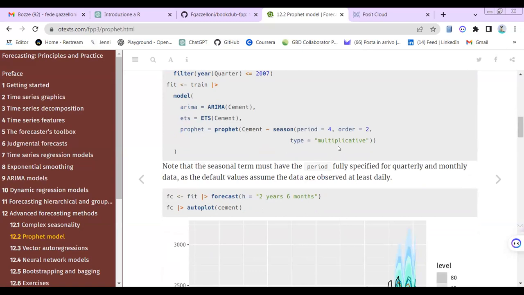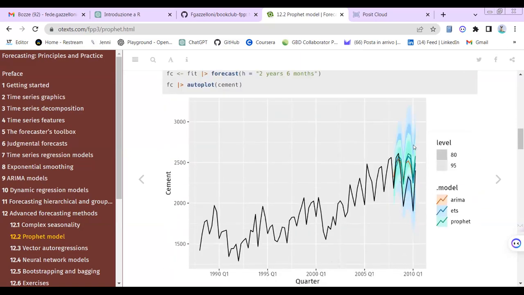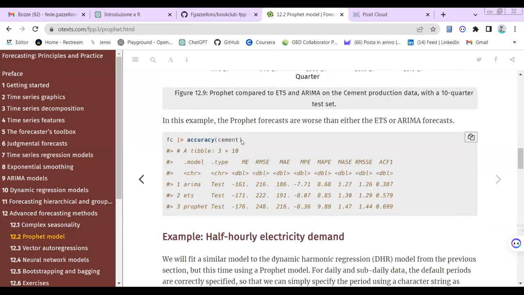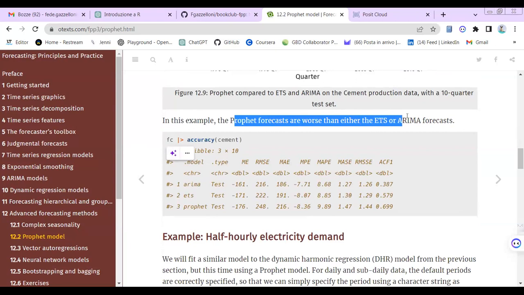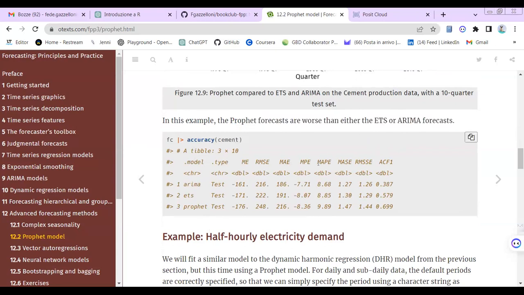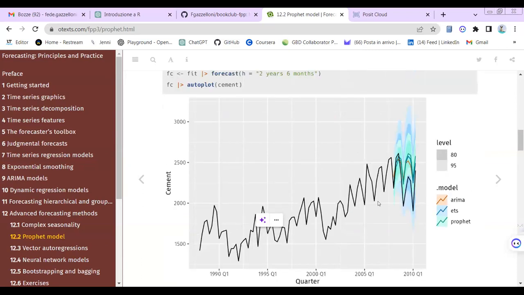That's something you need to try, and in this case it is multiplicative. Visually you can see the difference between the three types of models. The exponential smoothing and Prophet are quite similar, while ARIMA is a bit optimistic, I'd say. Here we can see a better distribution of the accuracy, and so Prophet forecasts are worse than both of the other models. The RMSE for Prophet is the highest of the three.